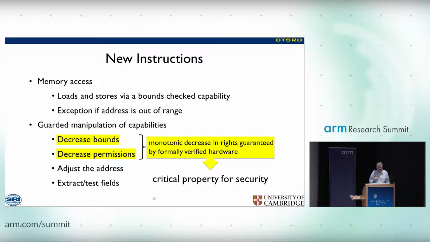Decreasing bounds and decreasing permissions is really quite critical, and in particular we don't want to be able to increase bounds or increase permissions. We want a monotonic decrease, and that has to be guaranteed by the hardware, and in fact we've done quite a bit of work on formal verification of the instruction set to guarantee that property, because that monotonic decrease in rights is critical for the security argument. And these sort of mechanisms apply to user code, and it also applies to supervisor code. Okay? The instructions simply don't allow you to increase permissions.